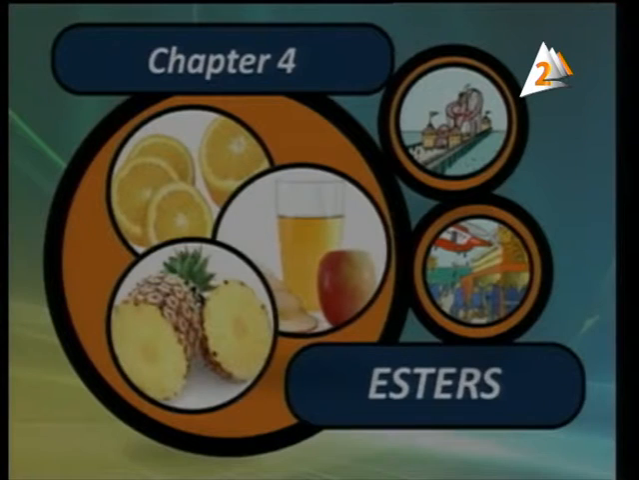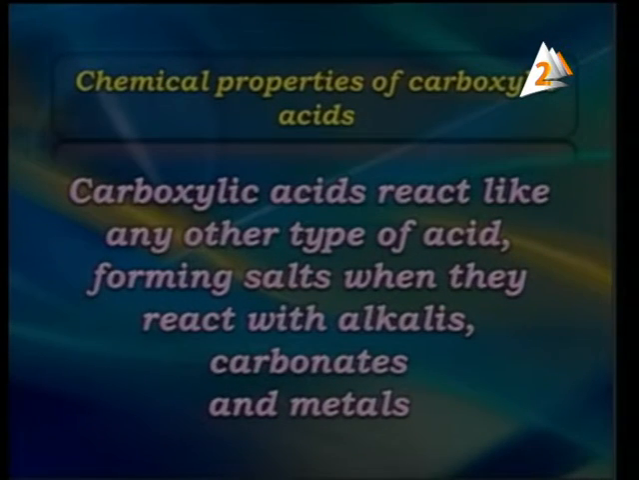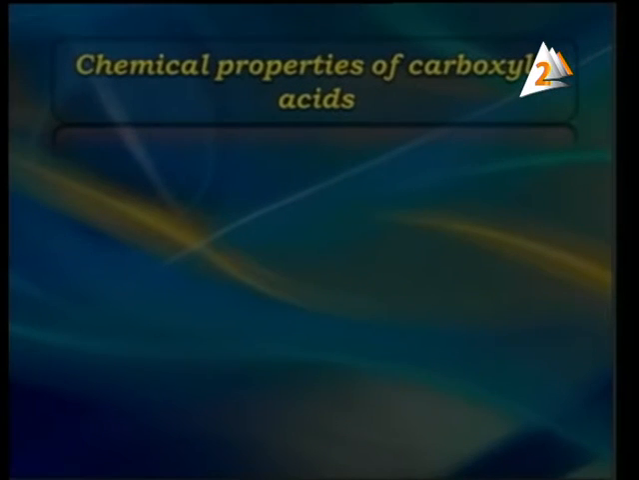First of all, we have esters today, but we have some properties of carboxylic acid to understand the meaning of esters and the preparation of this type of compound. Let's see the chemical properties of carboxylic acids. Carboxylic acids react like any other type of acids, forming salt when they react with alkalis or carbonates and metals. So if I have a metal, carbonate or alkali reacting with carboxylic acid, it behaves as any type of mineral acid. Let's see this.